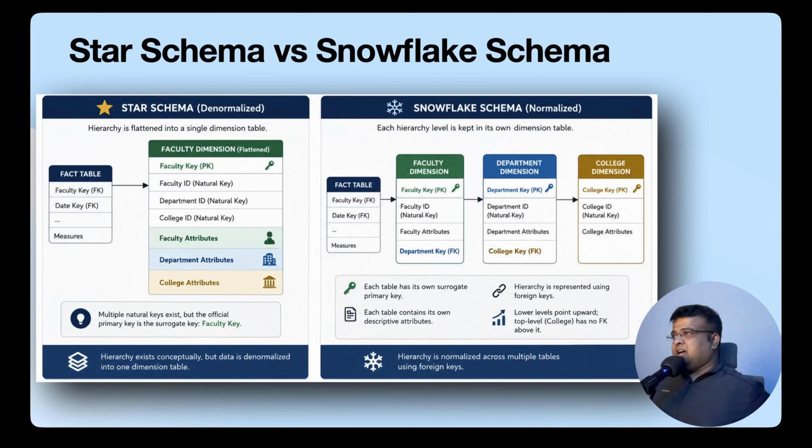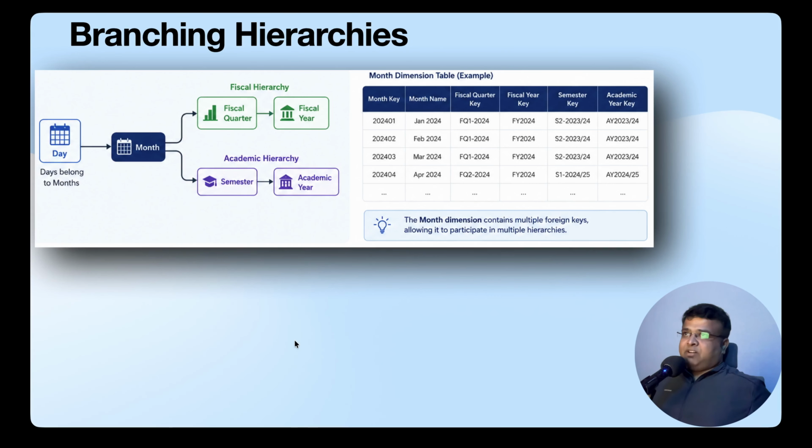A star schema is flatter and simpler. A snowflake schema is much more normalized and hierarchical. Finally, let us look at a slightly more advanced case, that is branching hierarchies. Now imagine a time dimension where days belong to months, but months can belong to both fiscal quarters and fiscal years, or the academic semester or academic years.